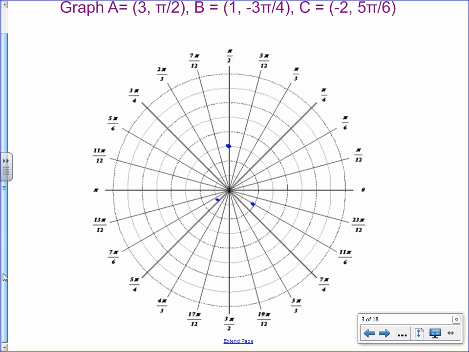So we rotate to 5 pi over 6, and then move backwards 2 spaces.